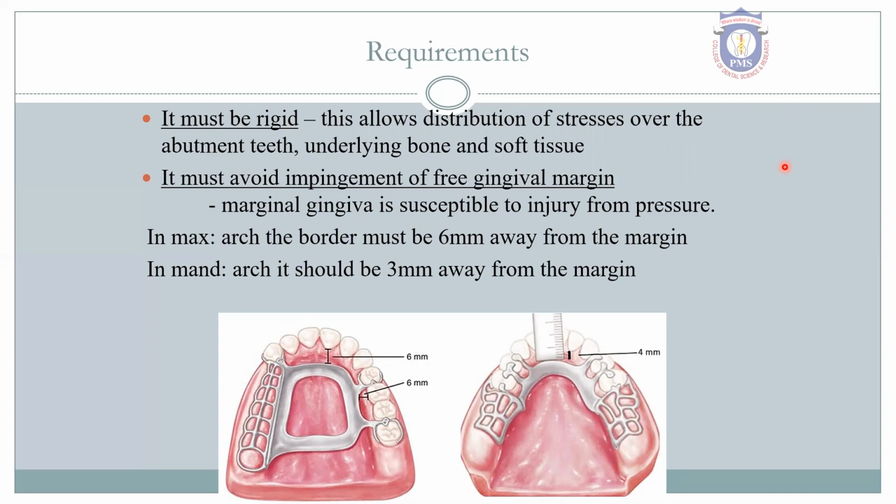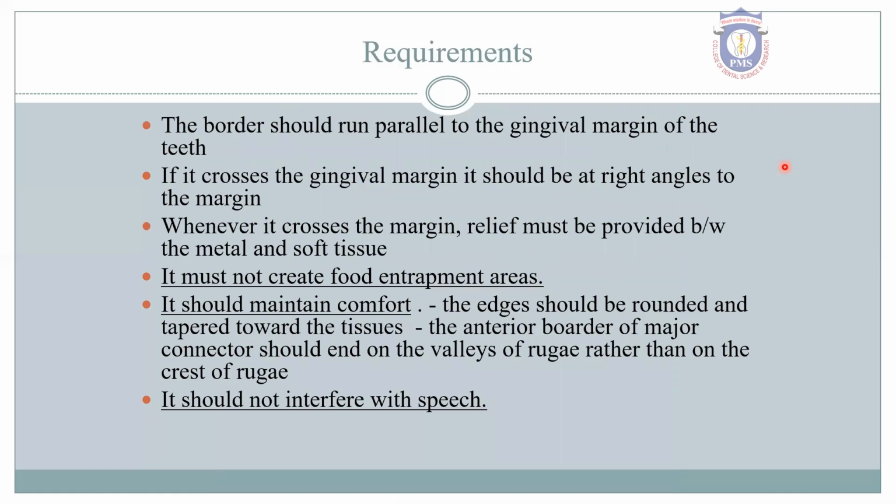If it is in the maxillary arch, the border must be 6 mm away from the margin. And in the mandibular arch, it should be 3 mm away from the pre-gingival margin. The border should always run parallel to the gingival margin of the teeth. If it is crossing the gingival margin, it should be at right angles to the margin. And whenever it is crossing the margin, a relief must be provided between the metal and the soft tissue. There should not be any food entrapment areas.